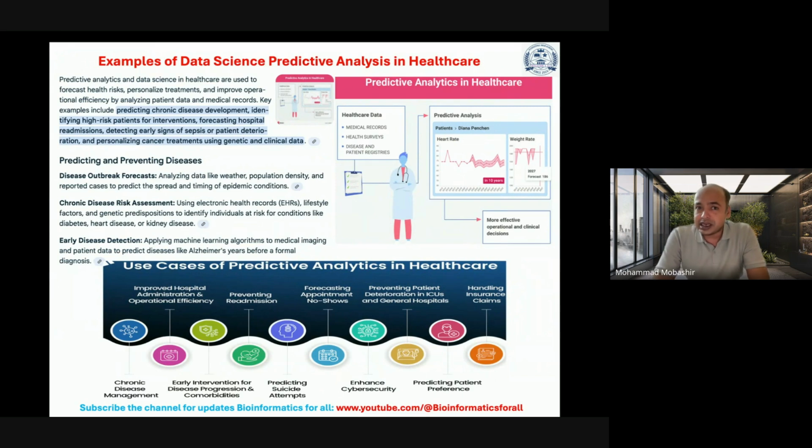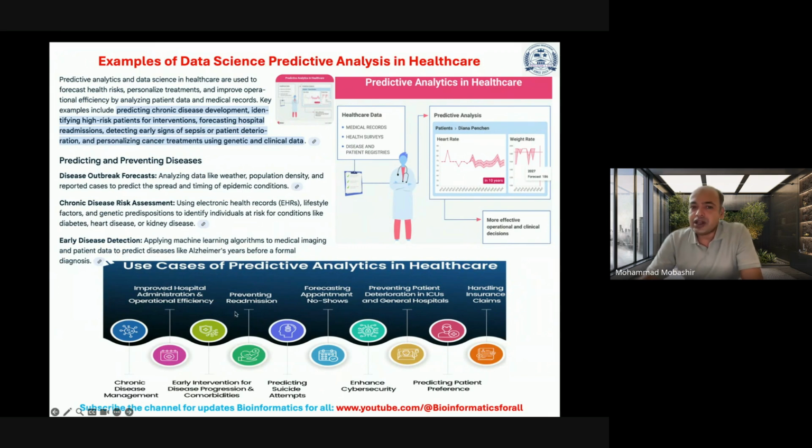So predictive analytics and data science in healthcare are used to forecast, as I mentioned, these things. So how will you think in terms of workflow if you are going to work from home or in the office? Then you need to think, for example, here healthcare data. You need to get the medical records, health service surveys, disease and patients registries, and their detailed information. Then you need to perform predictive analysis, heart rate, for example, weight rate, and many more things. So more effective operational and clinical decisions could be taken after your analysis.